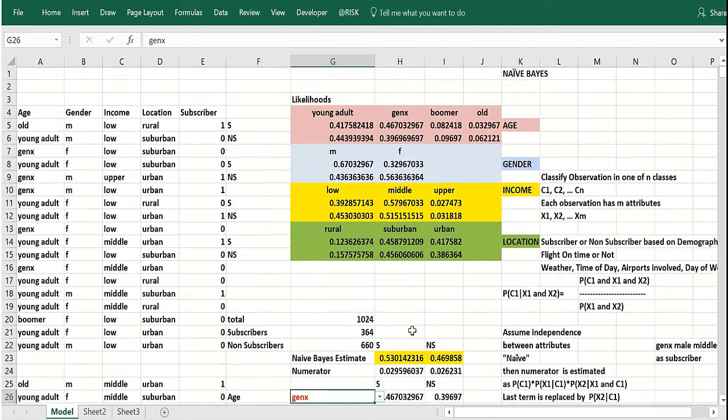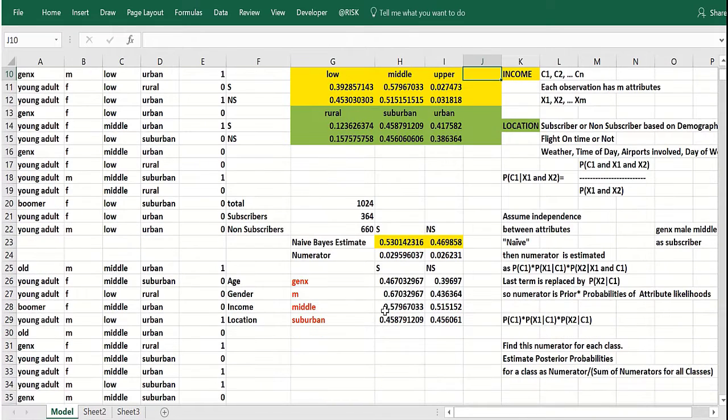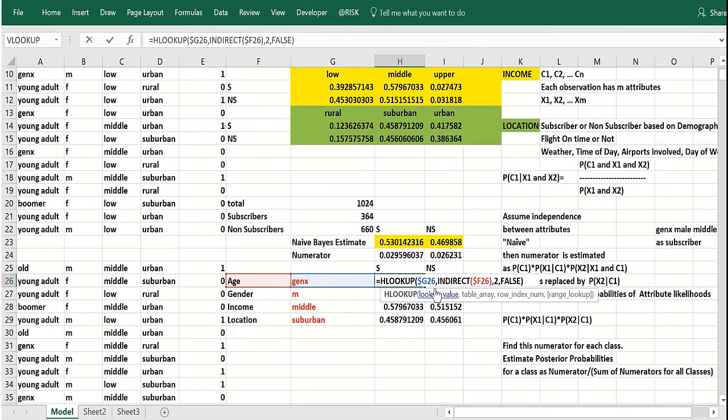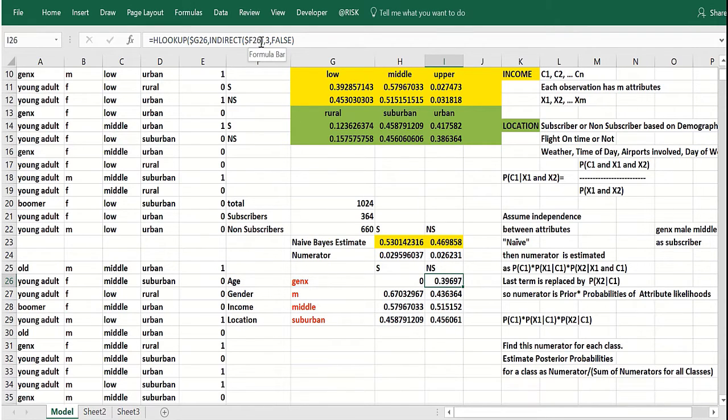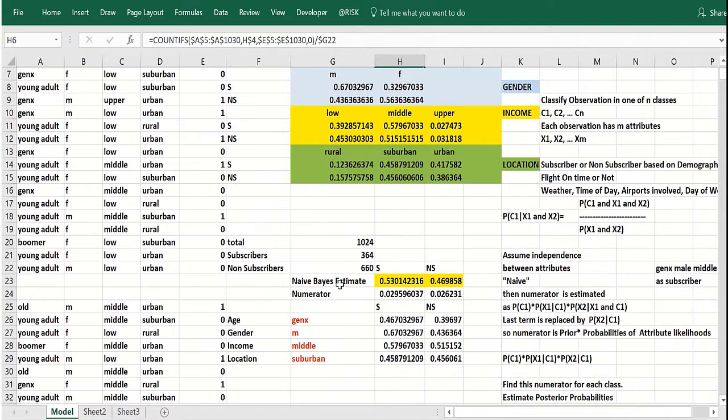And so what I've used is the INDIRECT function. I've given range names. This range has been named age, the blue is gender, the yellow is income, and the green is location. So I put those things here because then I can do a clever lookup I can copy across. So in other words, if they're Generation X, INDIRECT goes to the age range, and in the second row where you see Gen X, picks out the likelihood. Now for non-subscriber, you pick out the likelihood of a non-subscriber, so that's going to come from the third row. So for age there, you get the 0.46 and the 0.396.